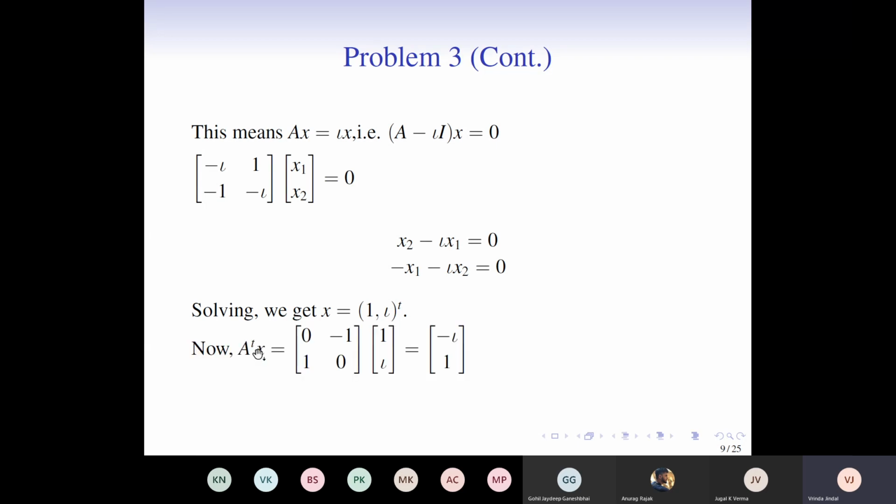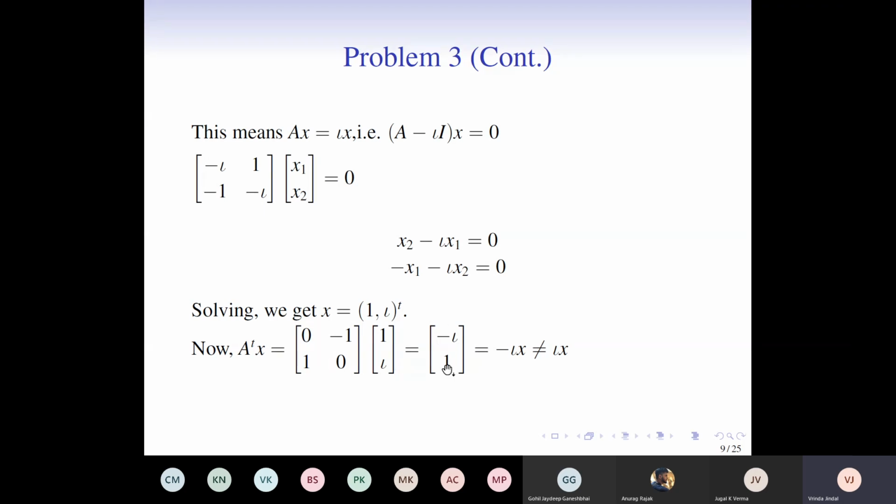Now, what were we supposed to prove? We were supposed to prove that A transpose x is not equal to iota times x. So what is A transpose x? A transpose is this, where A was a skew symmetric matrix, so we have minus 1 here. You just multiply A transpose with x and we get minus iota and 1 as the elements. Now x is 1 and iota.